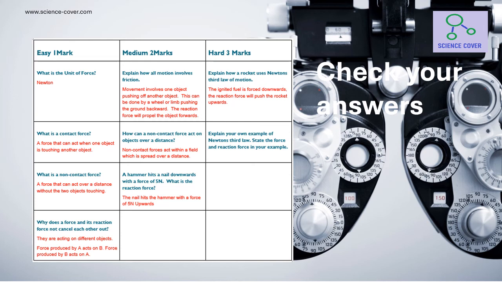Let's check our answers. What is the unit of force? It is the Newton. What is a contact force? It is a force that can act when one object is touching another object. What is a non-contact force? It is a force that can act over a distance without the two objects touching. Why does a force and its reaction force not cancel each other out? They are acting on different objects. For instance, force produced by A acts on B, but the force produced by B acts on A.